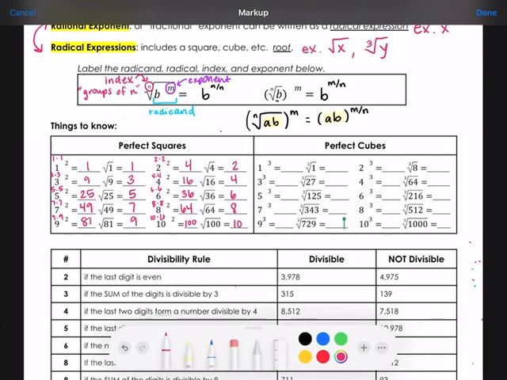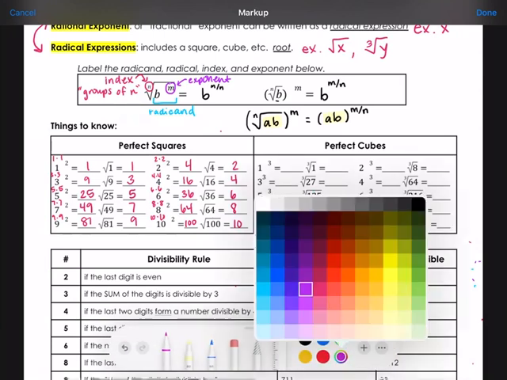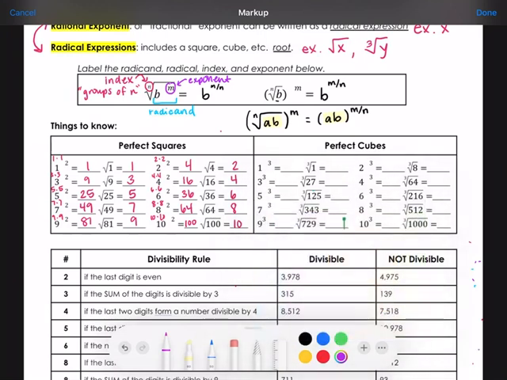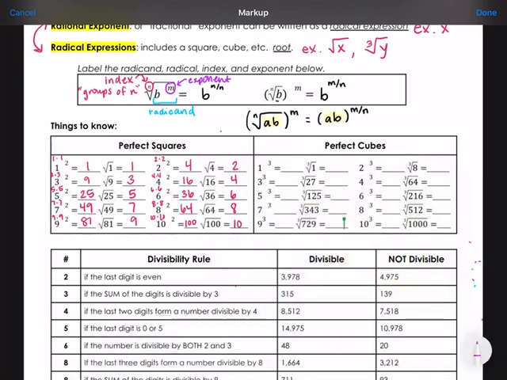And so these are really helpful as we are solving and simplifying radical expressions. It's also helpful to be familiar with perfect cubes, because sometimes we won't be taking the square root, but we may be taking the cube root of an expression. And so in the same way, we want to be familiar with these.